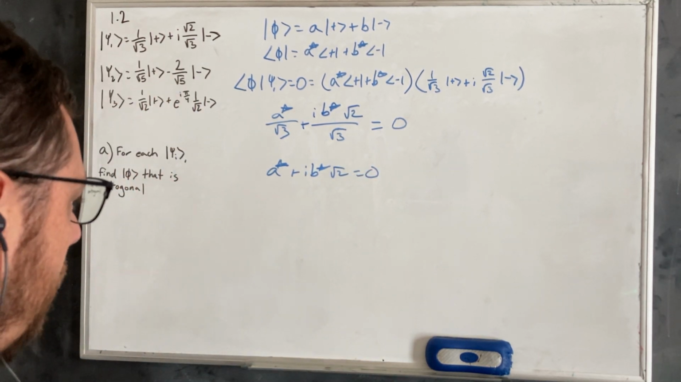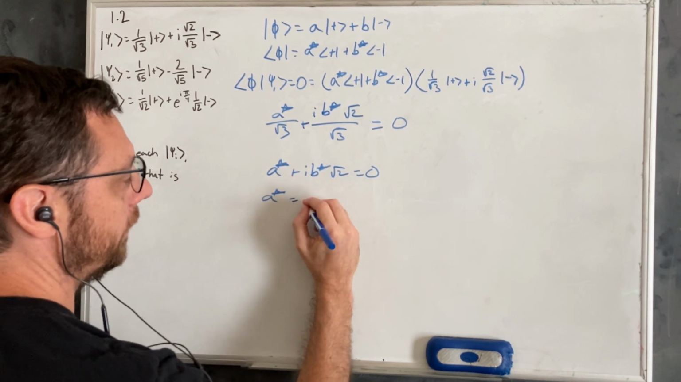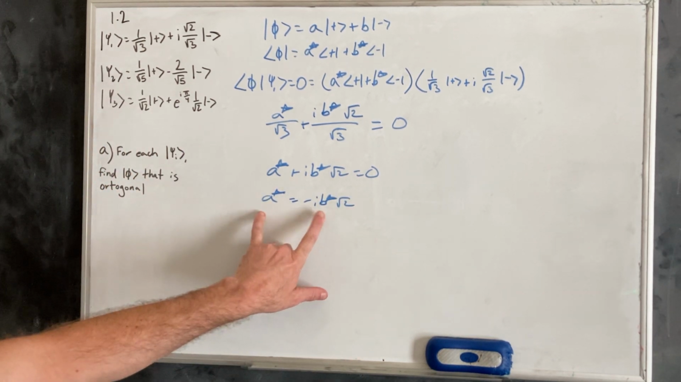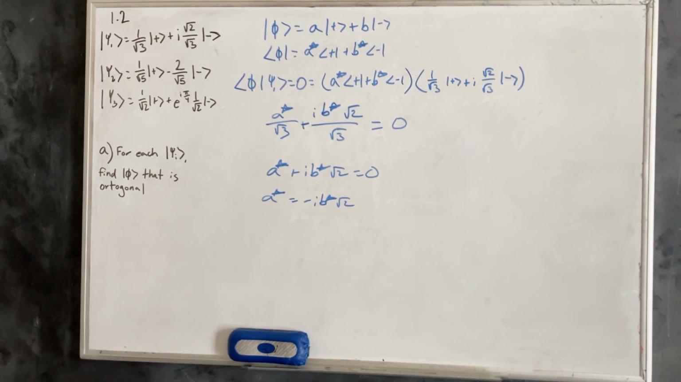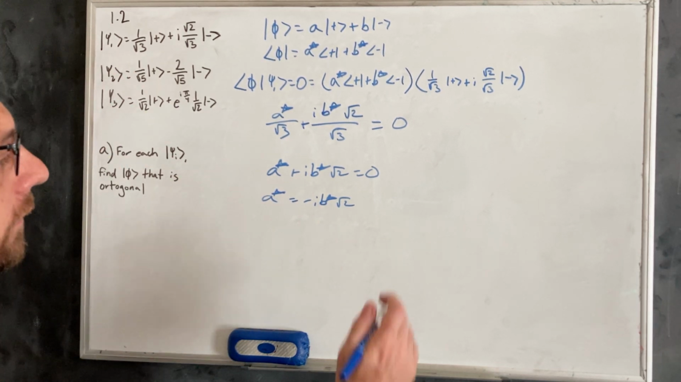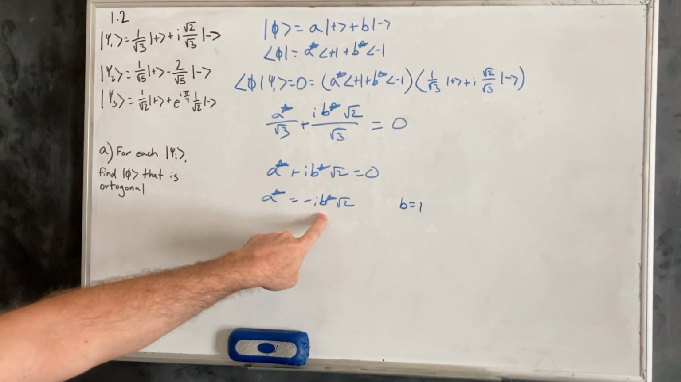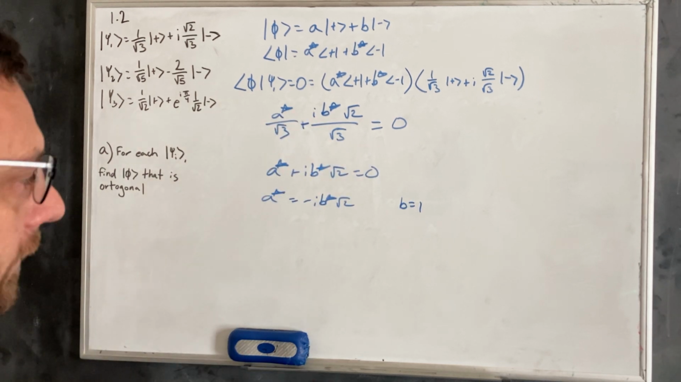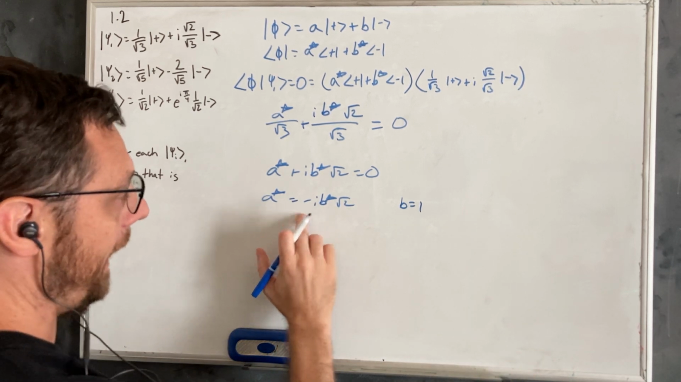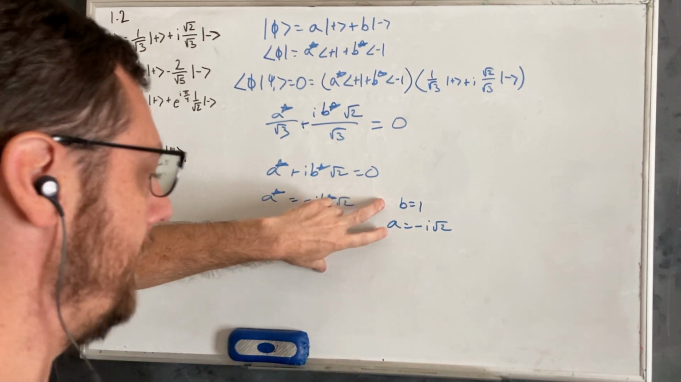All right, so let's solve for one of these variables. It's pretty easy here to solve for a. So a star equals negative i b star root 2. Now that we have this relationship between a and b, we can make any state we want. And any state with this relationship is going to be orthogonal to this state here. So let's say b is equal to 1, just to make the math easy. Then b star is also 1, because the complex conjugate of a non-imaginary number just stays the same. So then a would become negative i root 2.